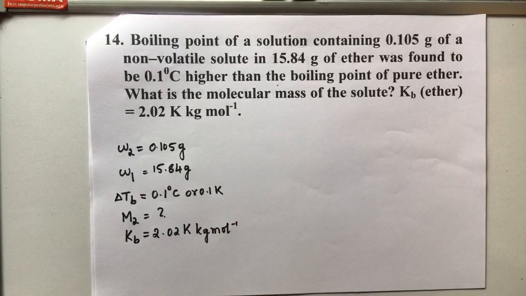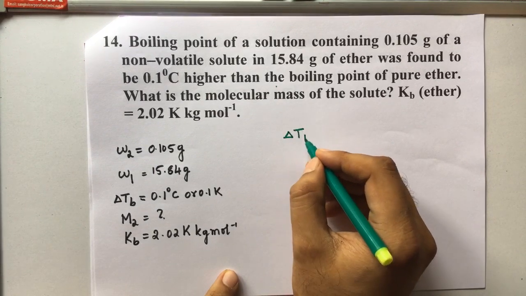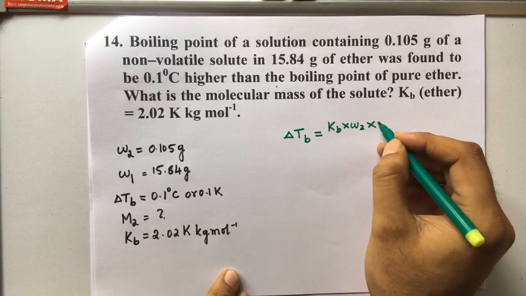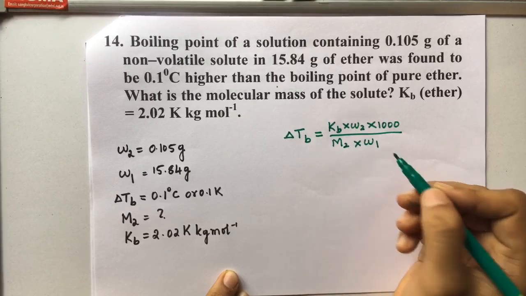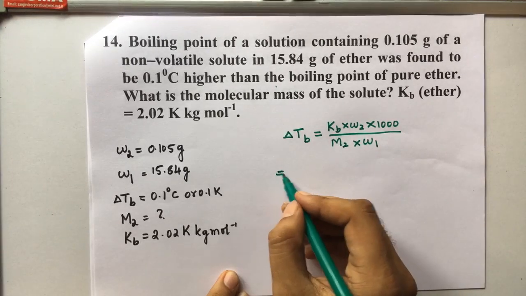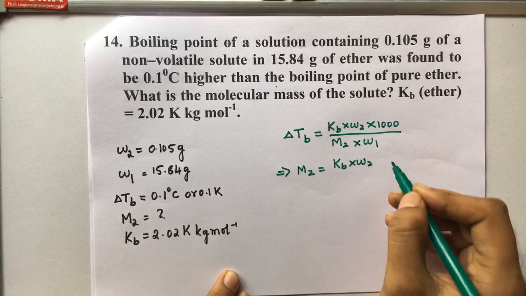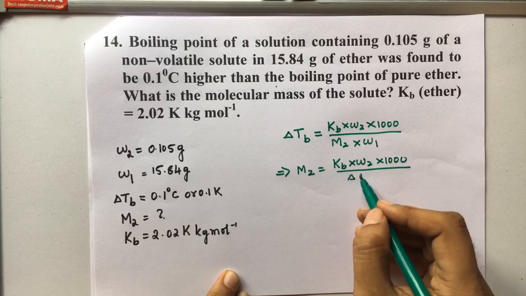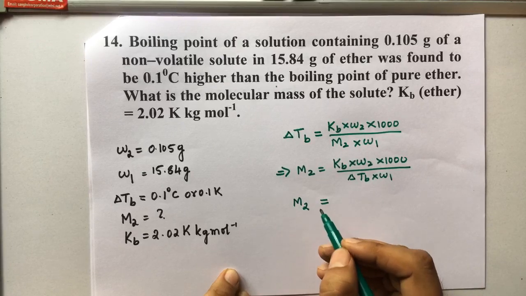Students, already many times you have solved the problem, only the parameters are different here. So here you have to calculate M2. First write the standard formula: delta TB is equal to Kb into W2 multiplied by 1000 divided by M2 into W1, which implies M2 will be equal to Kb multiplied by W2 multiplied by 1000 divided by delta TB into W1. Substituting all the values, you can calculate the molecular weight of the solute.